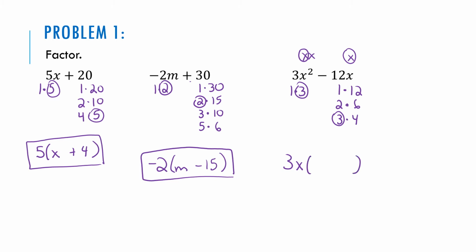So now I want to fill in these parentheses. 3x times what gives me 3x squared? x does. 3x times x is 3x squared. 3x times what gets me negative 12x? Negative 4. Negative 3 times negative 4 is negative 12. The x, no x, gives me an x.